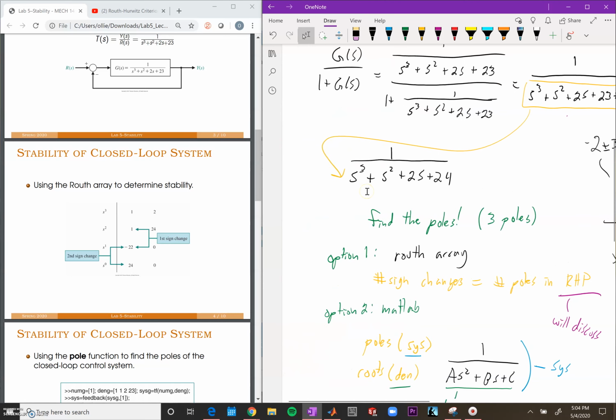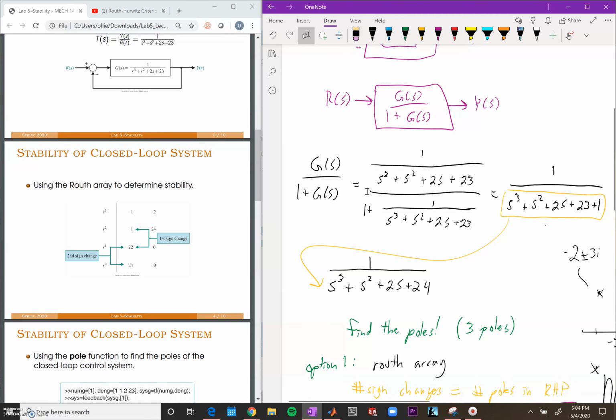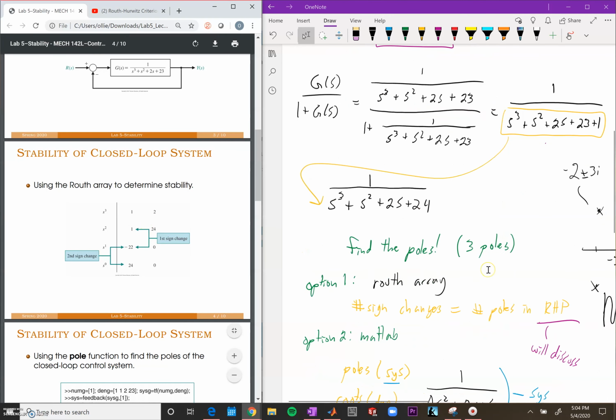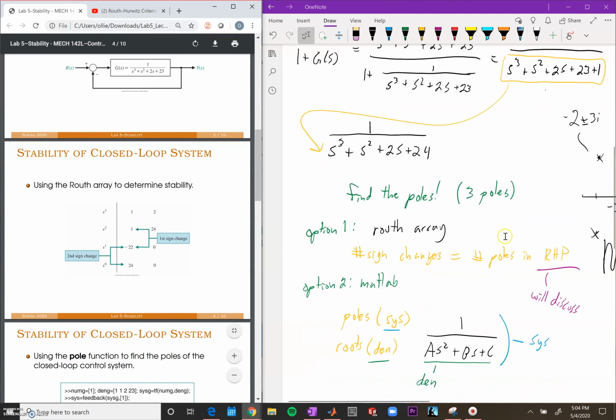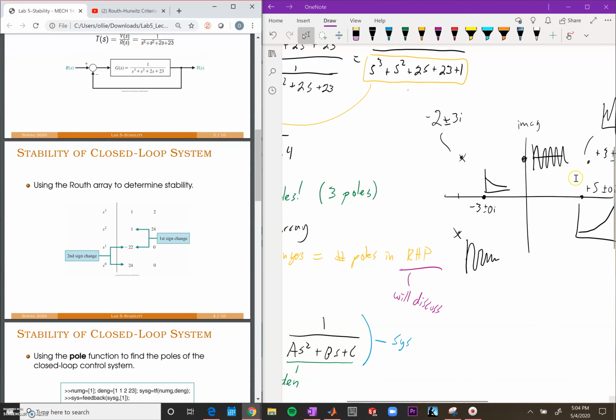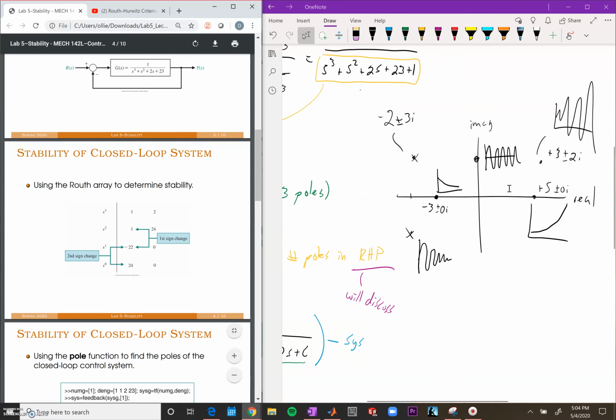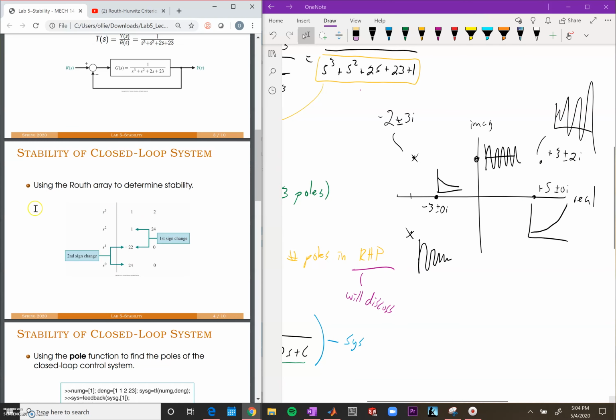So the number of sign changes in the Routh array, as I just said, tells you the number of poles that are over here. There are 2 sign changes. It goes from positive, positive, negative, positive. Two sign changes means that we have 2 poles somewhere over here. So the system is unstable.